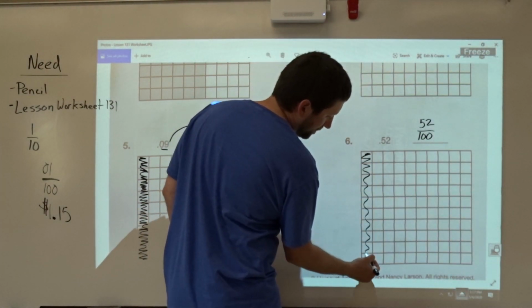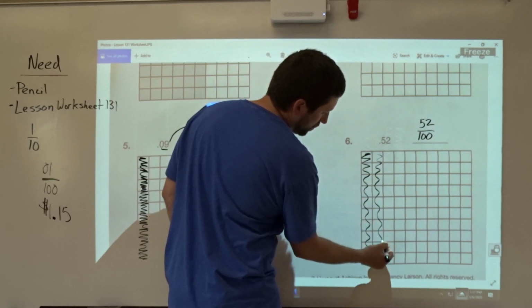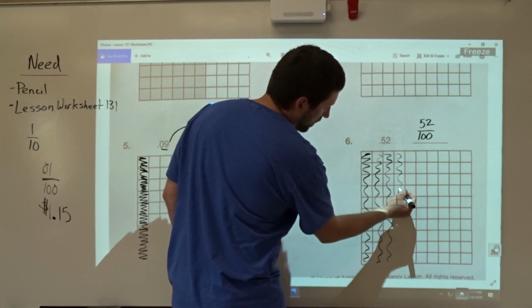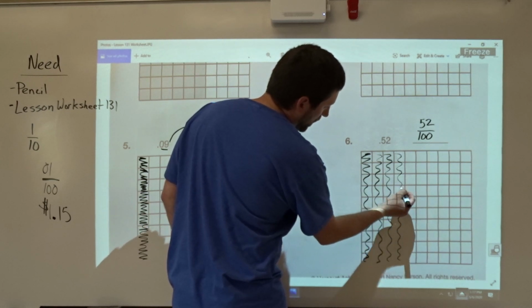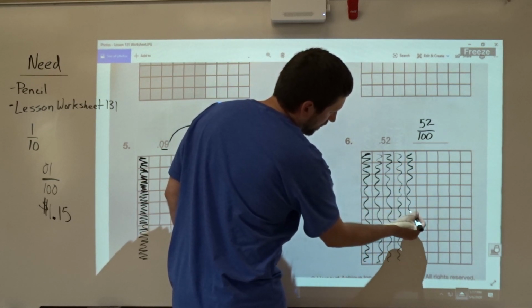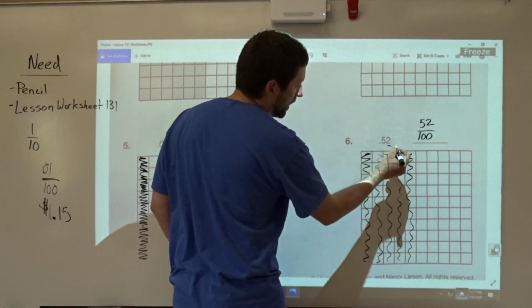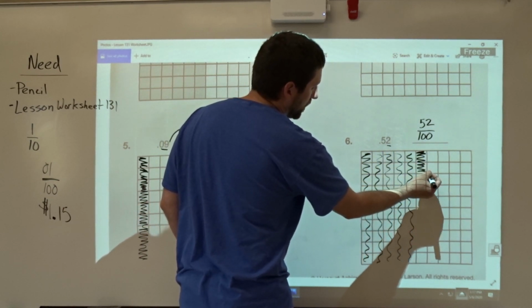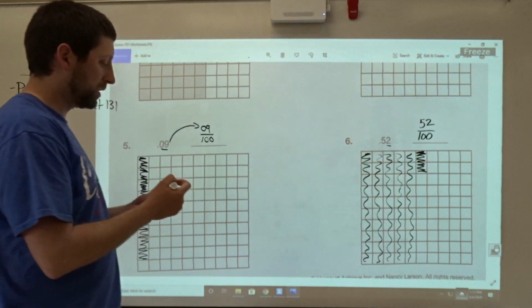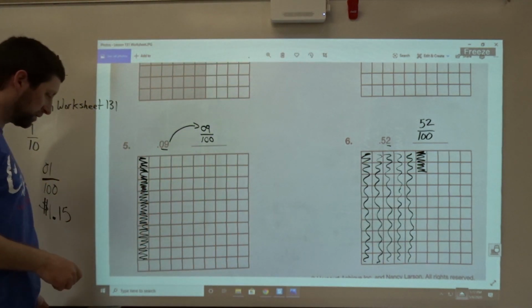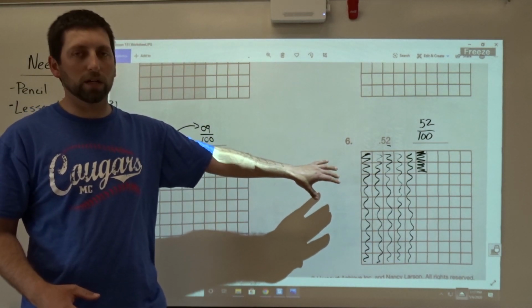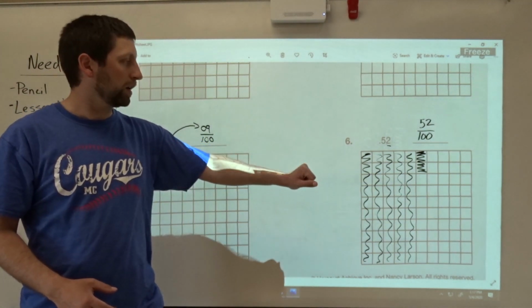1, 2, 3, 4, 5, and then I have 2 more of the next row that I need to shade in, so 1 and 2. And there is how you show 52 hundredths. Now, as you're shading these, you can shade them a little bit better than I did. I was just doing that as quick as I could.